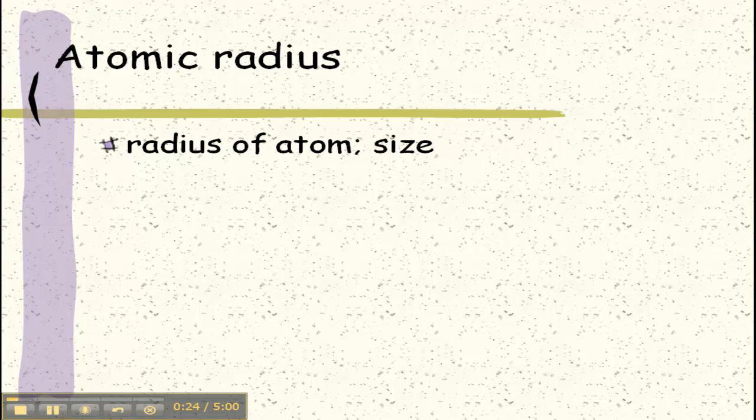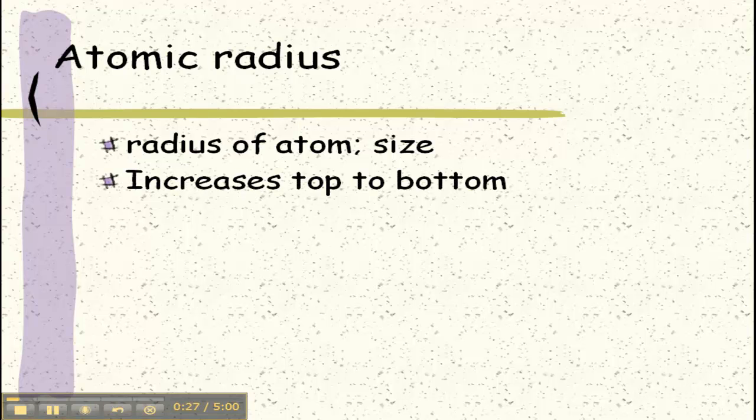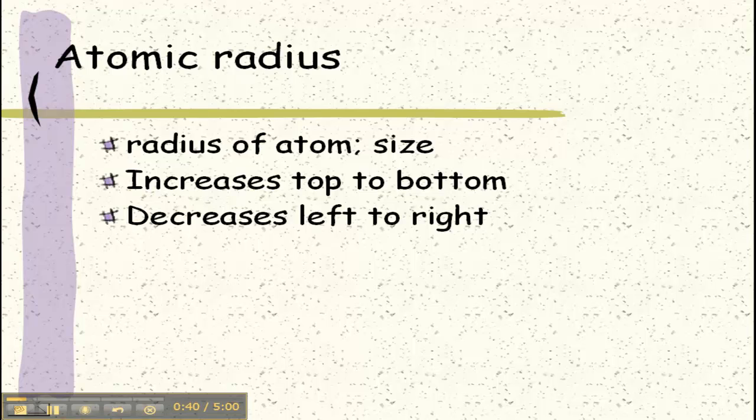So the atomic radius, as we move from top to bottom down the periodic table, is going to increase because each time you move down a row, you add an energy level. So the size of the atom is going to increase. Now as you go across from left to right, it's going to decrease because you're adding protons, you're not adding any energy levels, and the attraction of the nucleus for the electrons increases. So that pulls the electrons in closer.